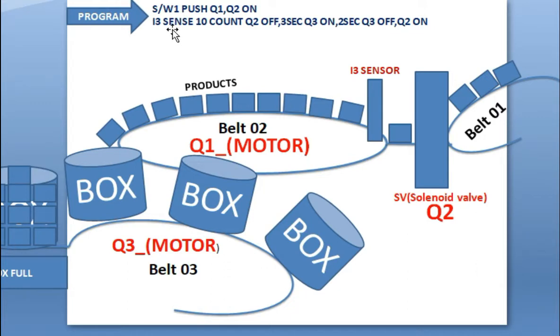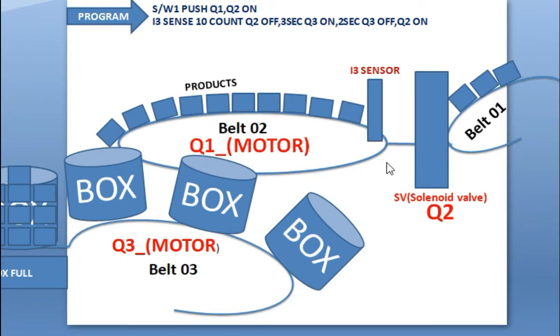So friends, when I3 first sends a switch on, that means at the start of your program or belt, Q1 and Q2 switch on, that means the motor is running with the solenoid valve open, and the products are coming into the main belt or control belt. When I3 sends, the counter counts a specific number of 10 products. After 10 are counted on your control belt, Q2 will be off, that means the solenoid valve is off.